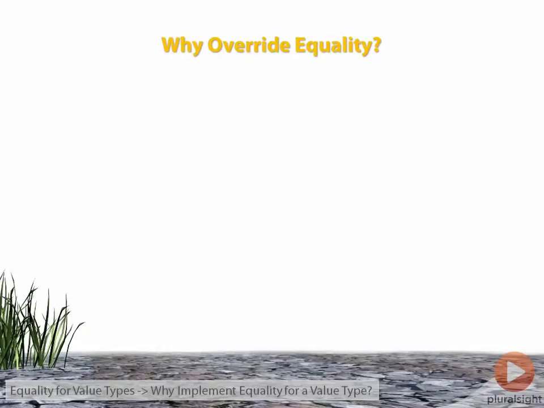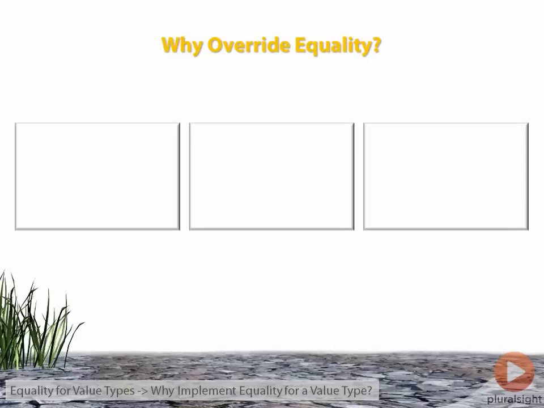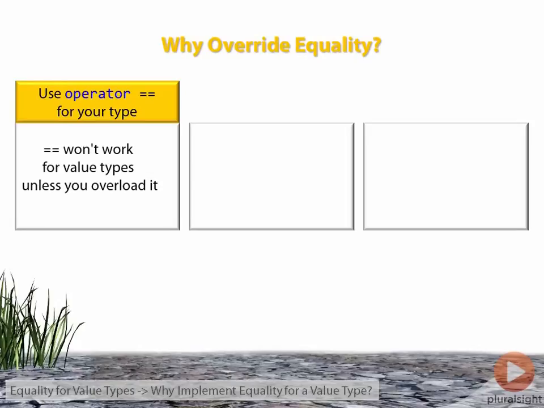Before I show you how to override the default equality implementation for value types, let's start by asking why you would want to do this. There are three possible reasons. The first and most likely reason is that you want to be able to compare values of your type using C#'s equality operator. Recall that the C# equality operator won't work for non-primitive value types unless you provide an equality operator overload. The second reason is for performance.